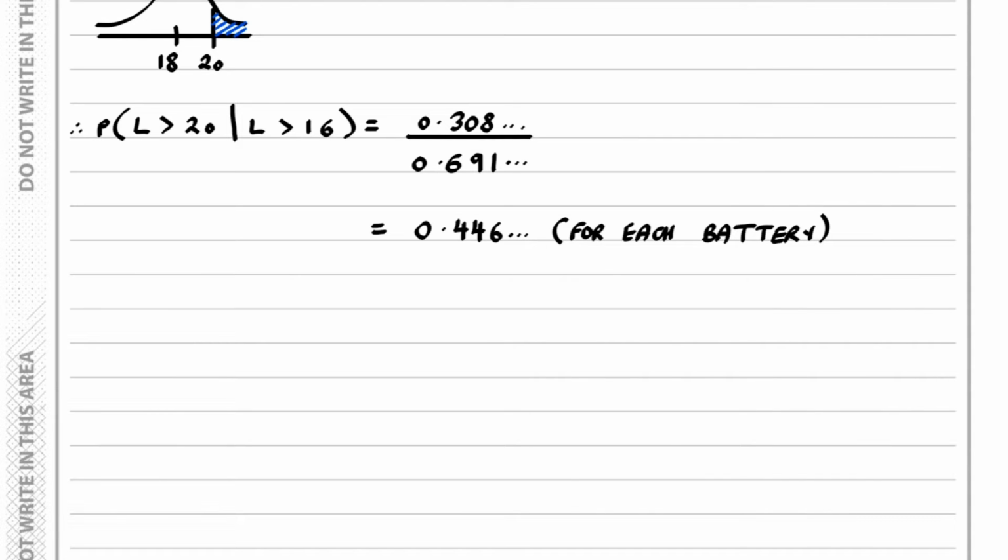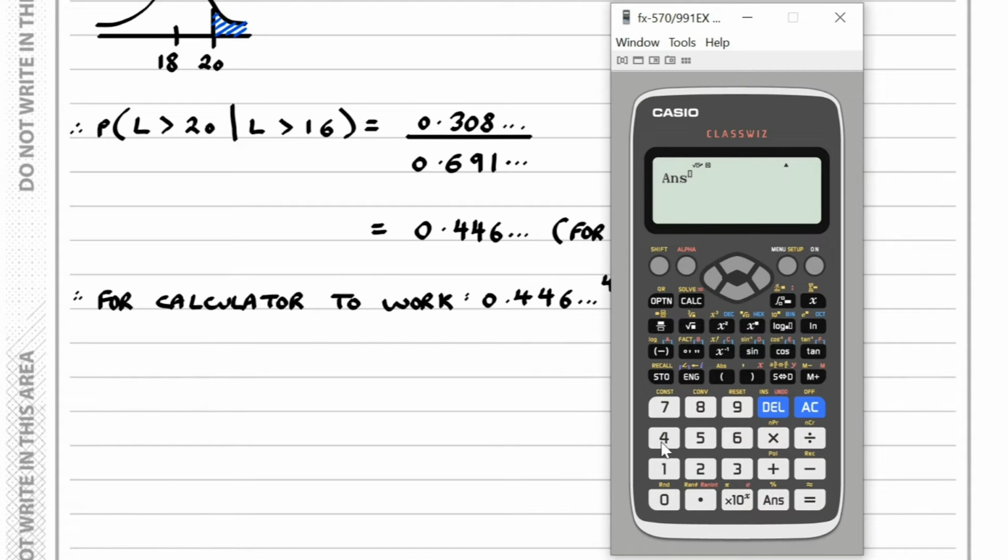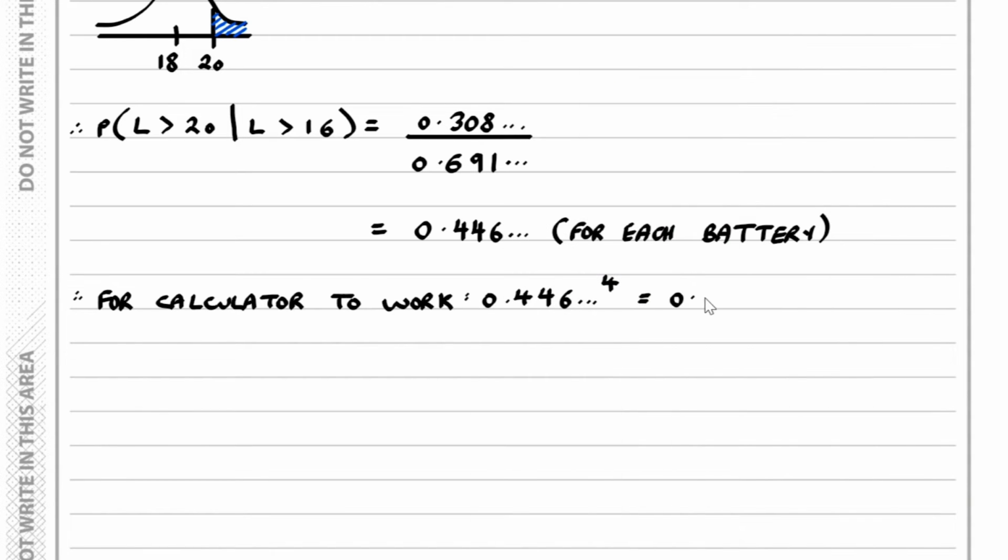And that's for each battery. And so therefore, for the calculator to work, we will have to do 0.446, etc. to the power of 4 because we've got 4 batteries. And if I work out what this is, I need to raise this to the power of 4. I get 0.0396, etc. So that's how we approach part B.